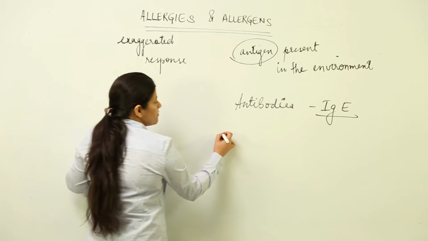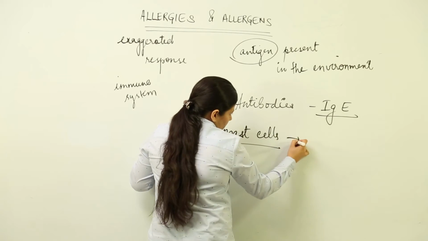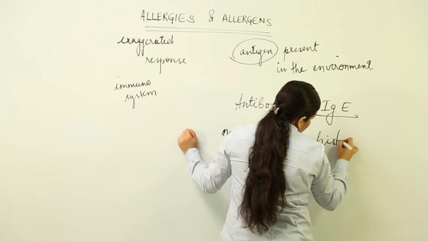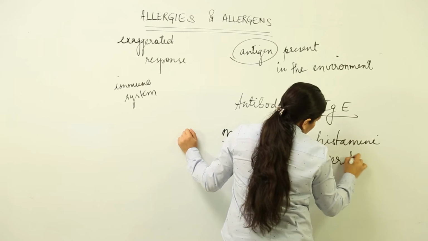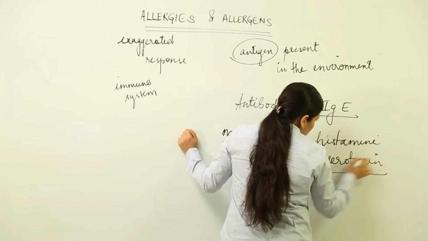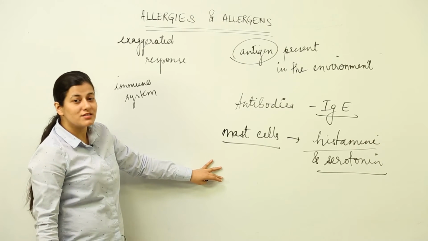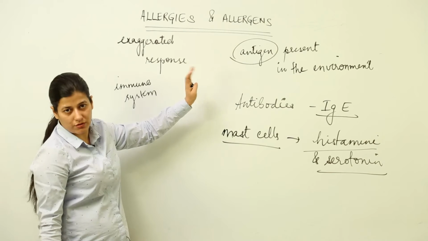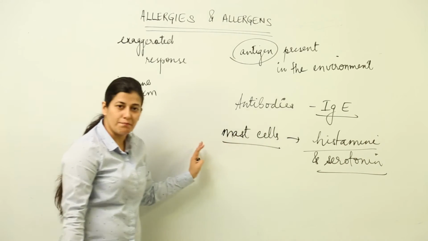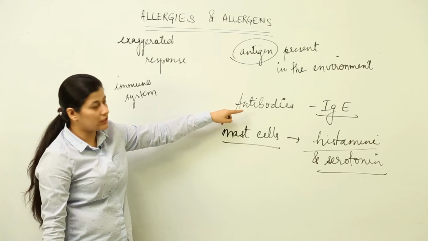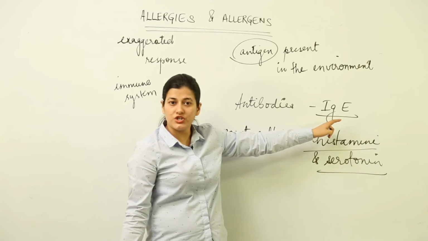Apart from that, the mast cells which are present, they produce chemicals like histamine and serotonin. Histamine and serotonin are produced by mast cells which is responsible for the symptoms which the allergen brings about. Okay, the symptoms of the allergy are produced by release of histamine and serotonin by the mast cells. Against the allergen, the proteins which would come to engulf that allergen or the antigen would be IgE type.